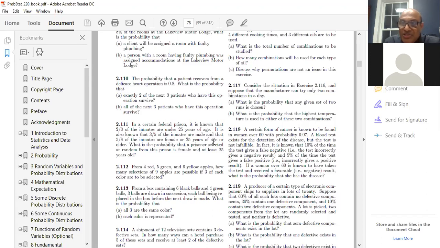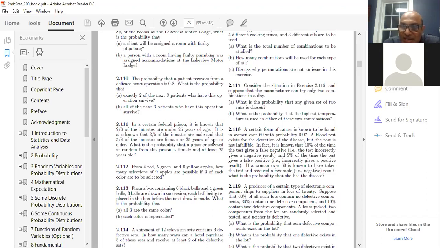A certain form of cancer is known to be found in women over 60 with the probability 0.07. Makes sense, right? So I can say that C stands for the event a woman over 60 has a cancer, and P is the event test. What it says, a blood test exists for the detection of the disease, but the test is not infallible. In fact, it is known that 10% of the time the test gives a false negative. P is a test gives a positive result. False negative means P dash, and positive means P.